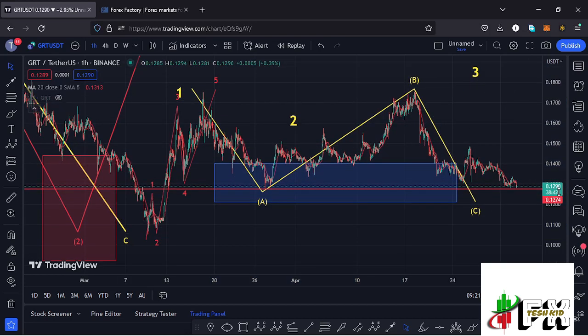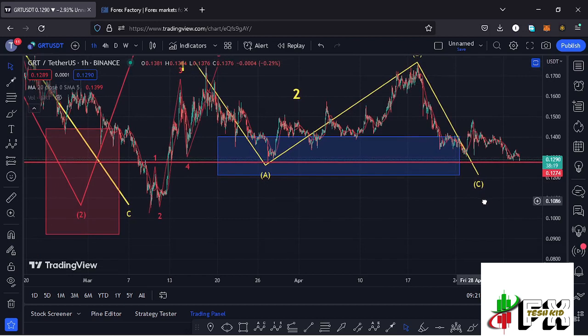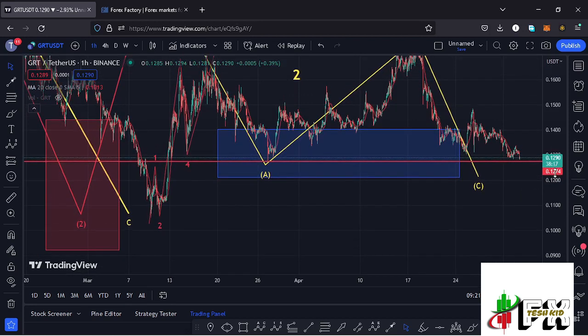At the time of this recording, you can see that we have a low at around the $0.1274 mark, and that is the low for this wave A. Then we saw that overshooting wave B to the upside, giving us a peak at around the $0.1758 mark. At the time of this recording, I'm expecting to see one more leg down in the formation of this wave C to fully maximize our target area.